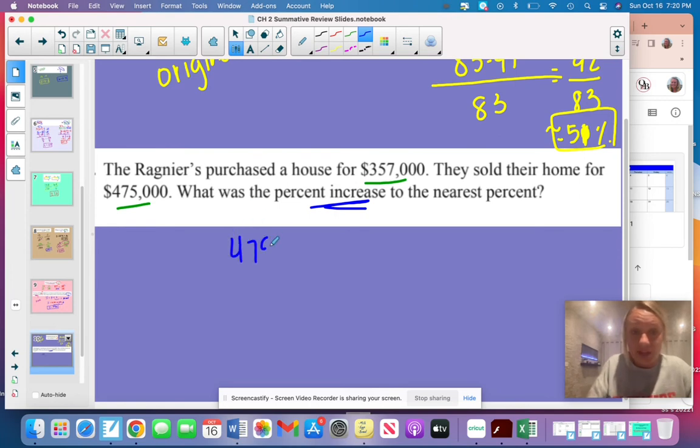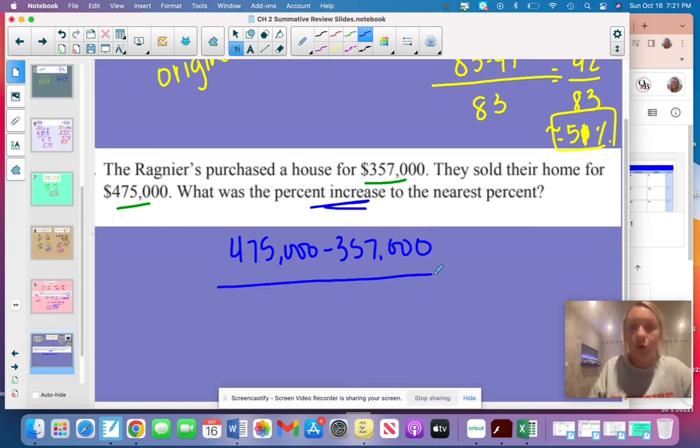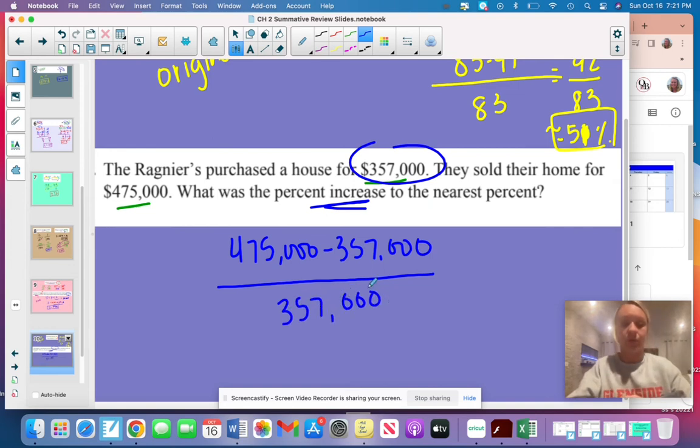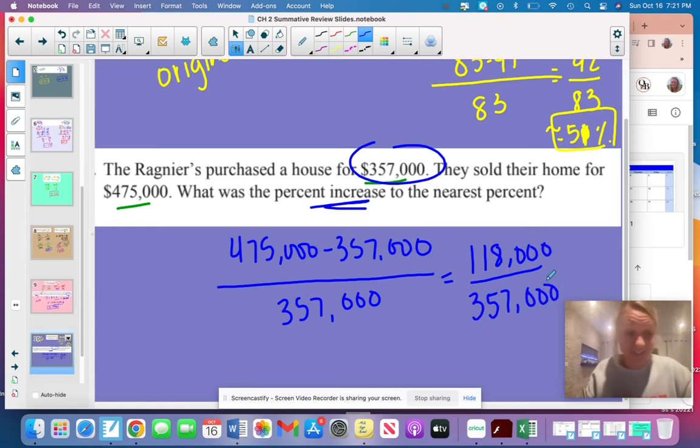So step one, let's find the difference between the two, and we're going to put it over the original. So this is the original. Okay, so I'm going to do 475 minus 357. So that gives me, oh my goodness gracious, $118,000 over $357,000. Welcome to being an adult. Okay, 118,000 divided by 357,000. So on your calculator, it'll give you 0.33. Now, most of us would know, okay, well, that's about 33%. But if you're not sure, you can just multiply it by 100.